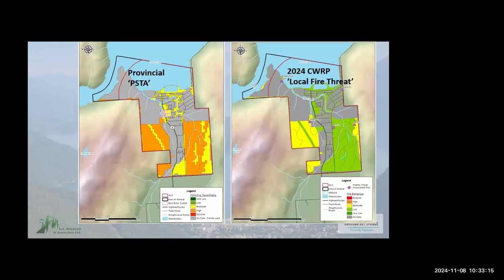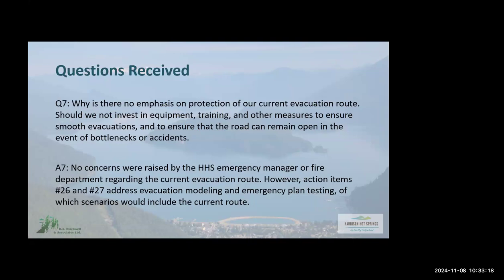Okay, thank you. So question 7, why is there no emphasis on protection of our current evacuation route? Should we not invest in equipment, training and other measures to ensure smooth evacuations and ensure the road can remain open? Great question. My answer was that no concerns were raised during the development of this plan about the current evacuation route. But evacuation in general and emergency planning was certainly a subject of importance. We have a couple of action items that address evacuation modeling and emergency plan testing, as well as fire department training, of which scenarios would include evacuations using the current route.